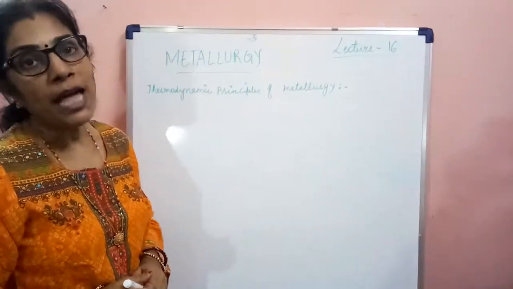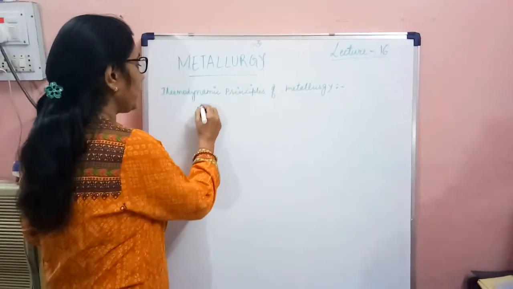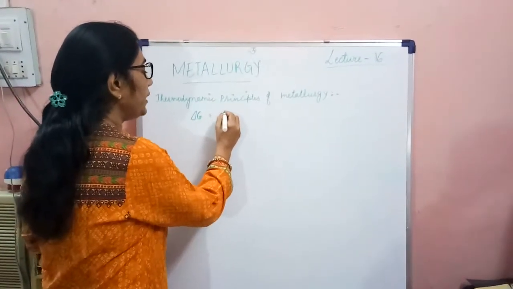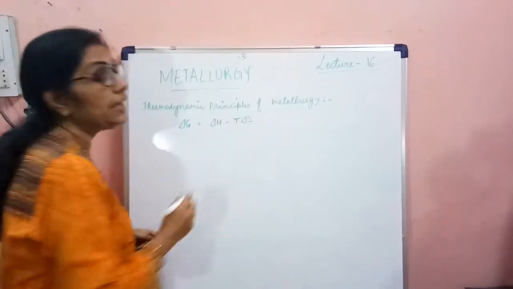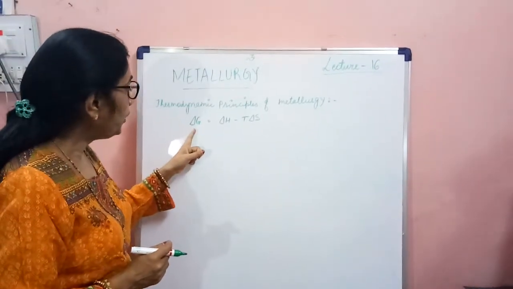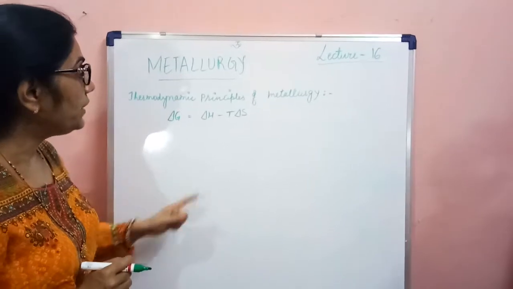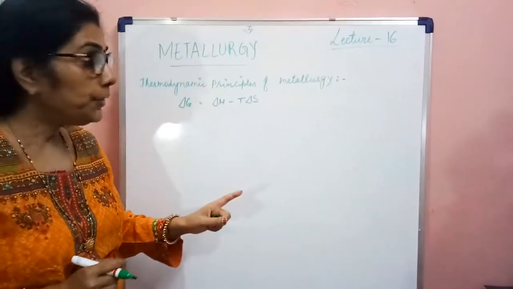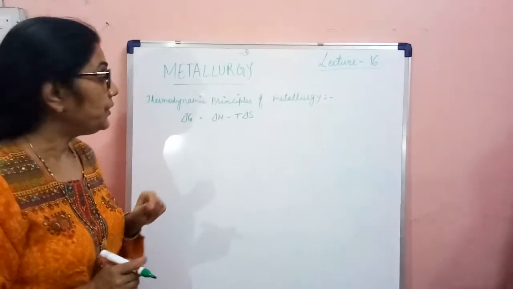So in thermodynamics class 11 we have studied this expression delta G is equal to delta H minus T delta S gives Helmholtz equation. As you all know, delta G represents the change in free energy, gives free energy change, delta H enthalpy change, T is the temperature and delta S entropy change.